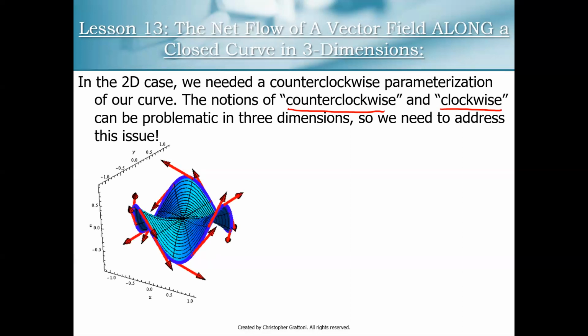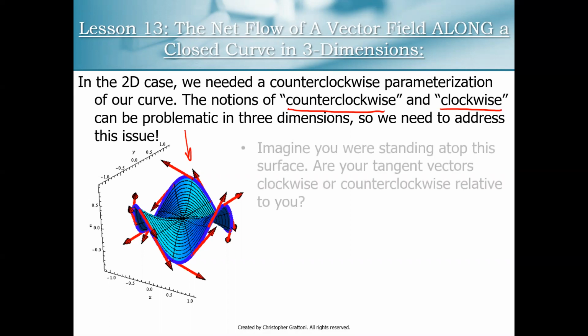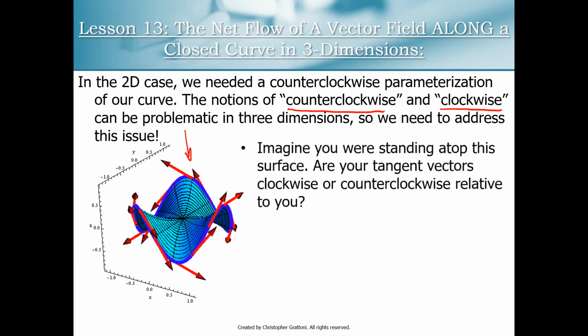For example, here's a surface that lives in three-dimensional space. And how do you say whether these tangent vectors along this boundary curve go in the clockwise or counterclockwise direction? Now, you might immediately say, oh yeah, I think that's going to be counterclockwise, but that's based on a bias towards the North Pole, right? You're imagining that you're standing on top of that surface, and relative to standing on top of that surface, those tangent vectors are counterclockwise relative to your position. But three-dimensional space isn't oriented in that same way.